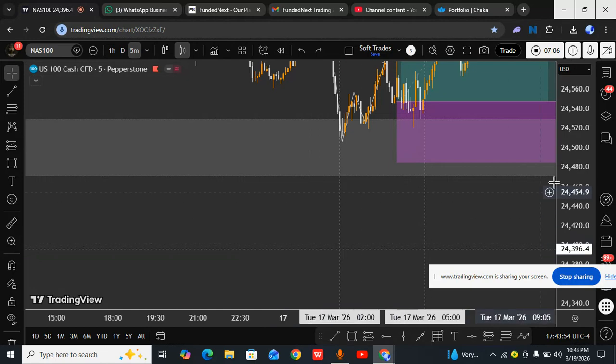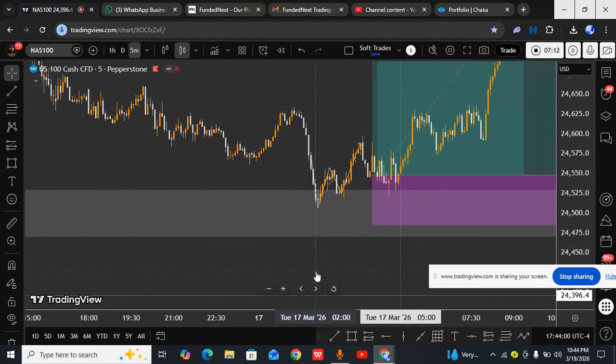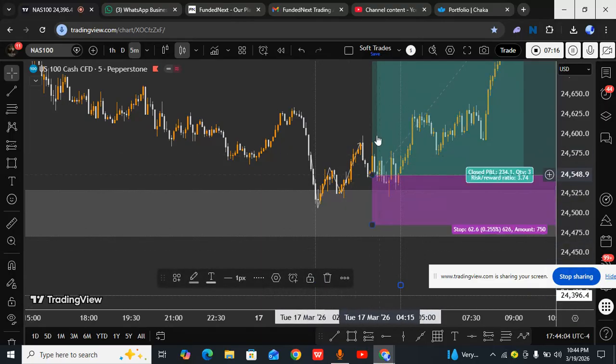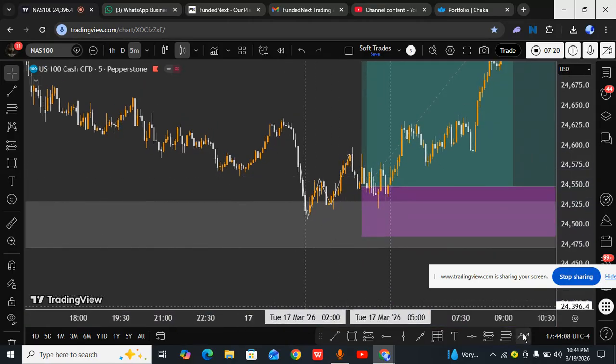So in this case, this demand zone was our point of interest, and when price came down, remember, it came down around 2 a.m., between 2 a.m. and 5 a.m. This is when I was interested in what price is going to do inside this zone. So price came down and gave us what?